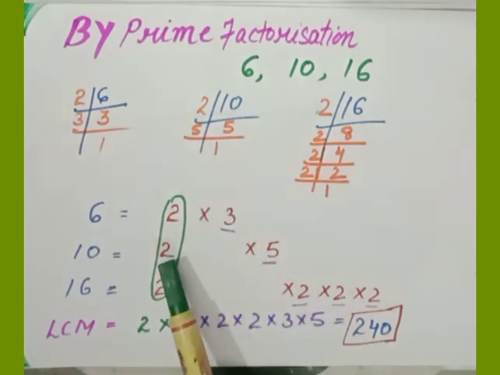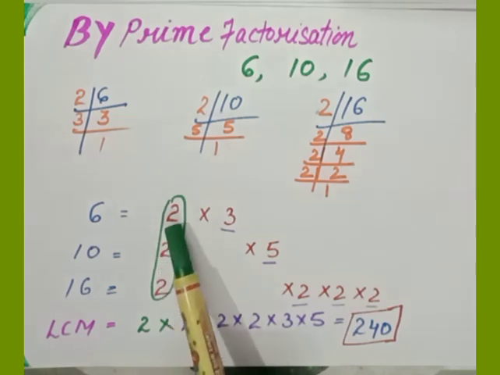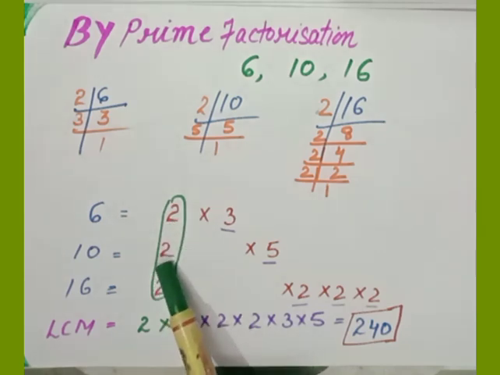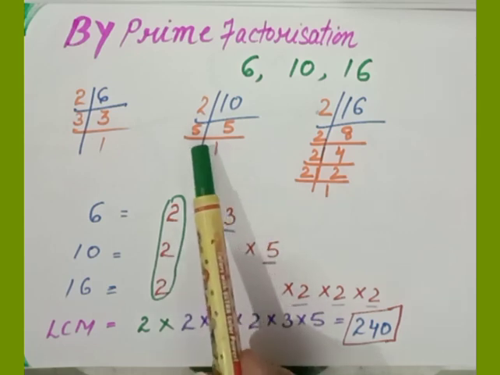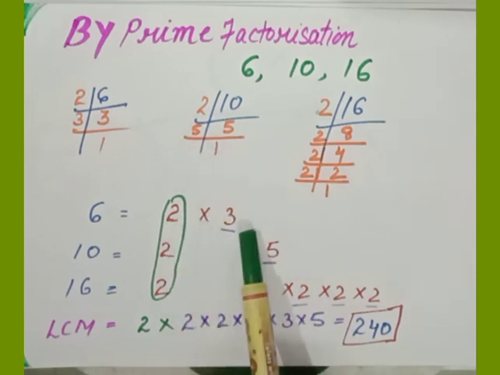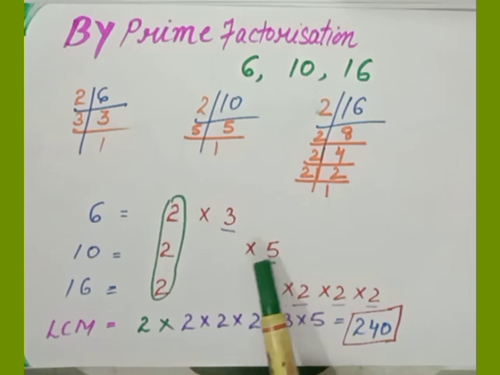So the 2 we will write below the 2 that is there in the number 6. Now another is 5. 5 is not there in the number 6, so that we will write separately. We will not write it below the 3. We have to write it separately.